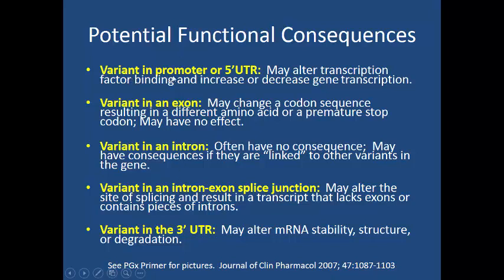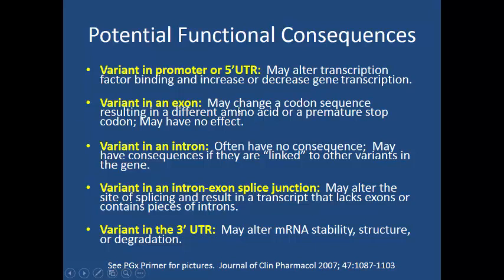So if you have a variant in the promoter or 5' untranslated region, we know that that may alter transcription factor binding and increase or decrease gene transcription. So we know that transcription factors recognize specific sequences in the promoter in the 5' untranslated region. And when they recognize them, they can turn on or repress gene transcription. And so if you have a variant which alters that sequence, that can alter how that transcription factor binds and ultimately how it governs gene transcription.